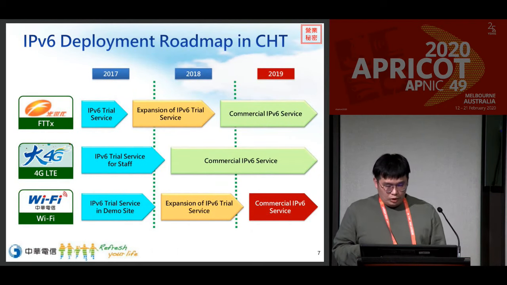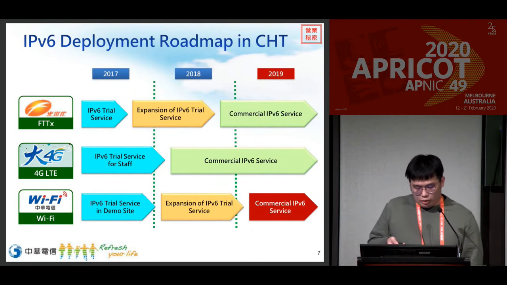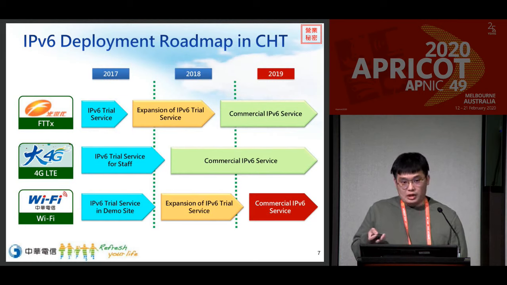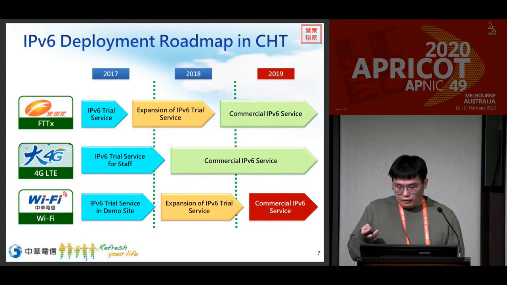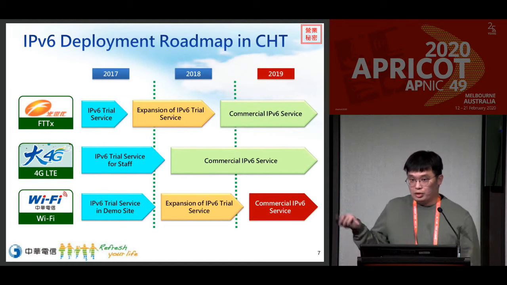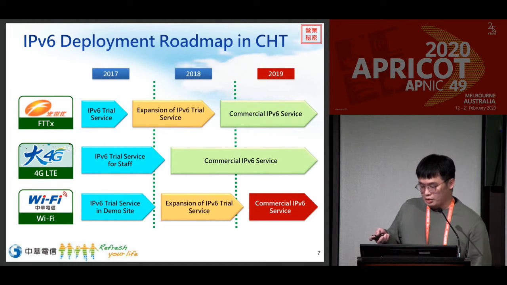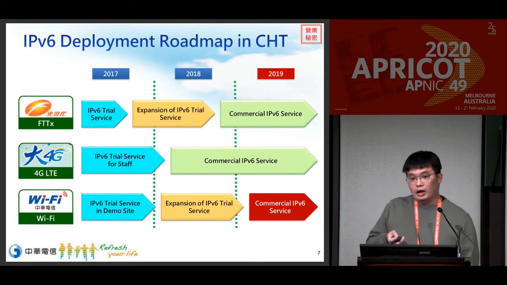So we start this. We had a trial run in 2017 for the fixed net and the iMobile 4G LTE, and did the Wi-Fi trial at the same time. And last year, 2019, we got lots of commercial IPv6 service, and also for the Wi-Fi.